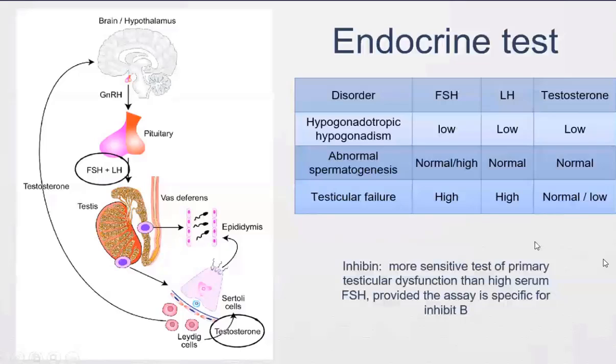When we talk about endocrine testing, it is usually intended for patients with severe oligospermia or azoospermic patients. Two important hormones that we are looking at are the pituitary hormones, which include FSH and LH, and also the testicular hormone, which is testosterone. If you have a combination of low FSH, LH, and testosterone, this means that the patient has hypogonadotropic hypogonadism. The majority of patients with abnormal spermatogenesis will have normal hormone levels. In testicular failure, you usually have either normal or low testosterone with high FSH and LH. Another test that is more sensitive to look for primary testicular failure is inhibin B.